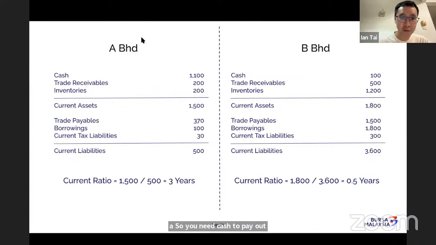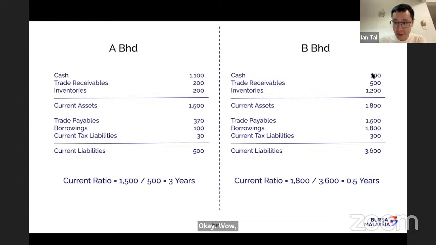So therefore, that is actually why we measure current ratio. We want to make sure that the company has enough current ratio to not just pay dividends, but also have money set aside for growth. Okay, what about B berhad?